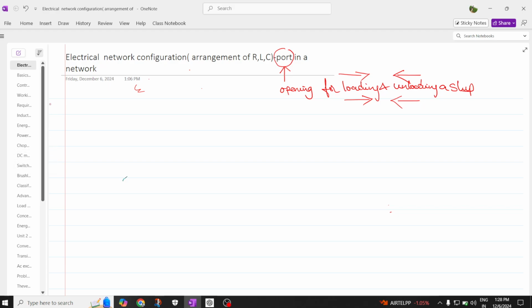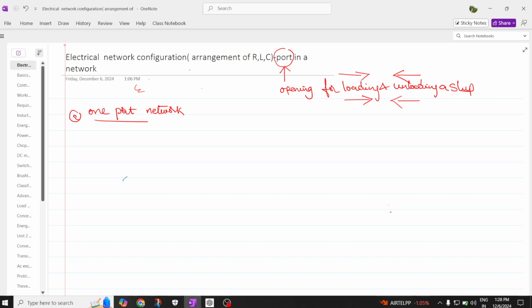Port. Now let's try to understand what is a one port network. What is a one port network? We have two port network and n port. Let's try to understand what is meant by one port network.